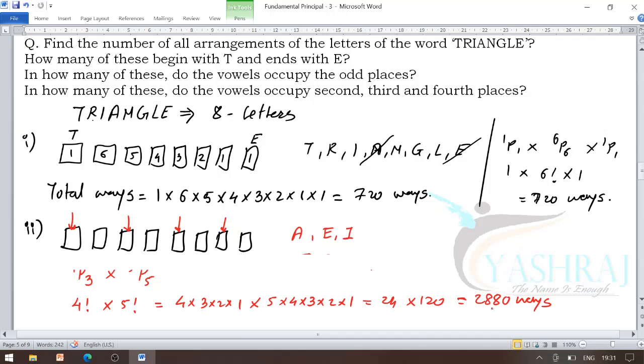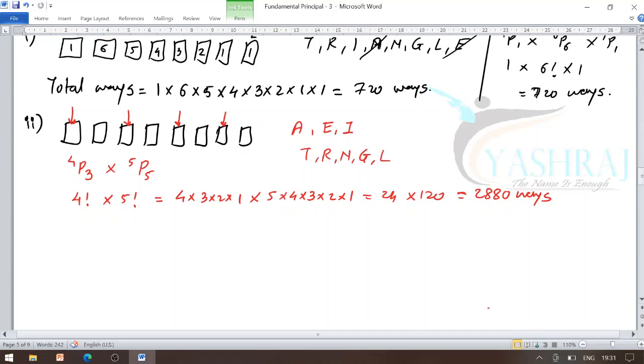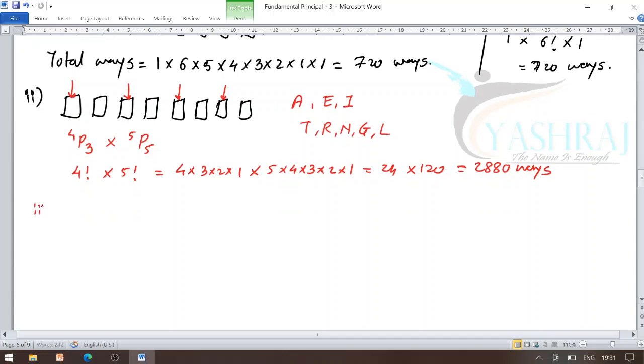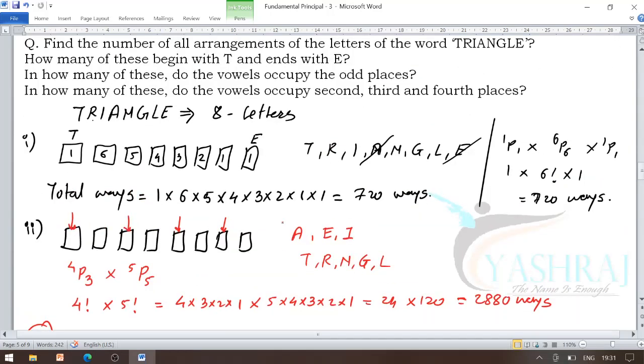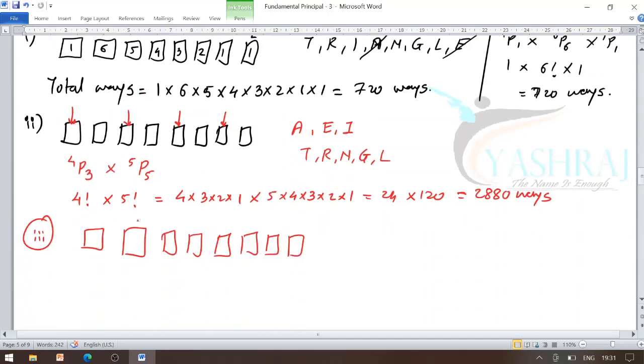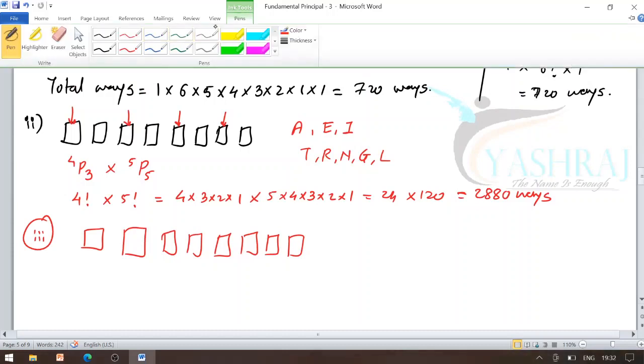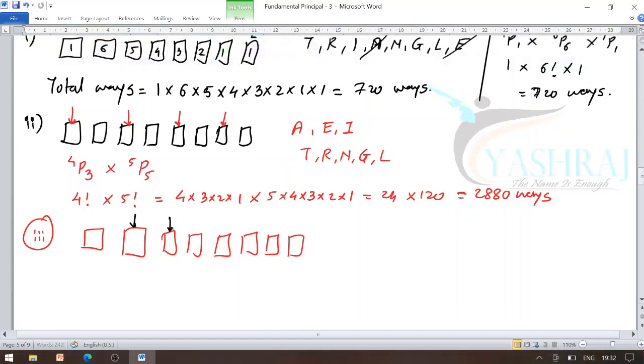Look once now towards the next question. In how many of these do the vowels occupy second, third and fourth places? So we have been given the condition actually: second, third and fourth places, the third sub question. Again we have the 8 boxes: 1, 2, 3, 4, 5, 6, 7 and 8. So among them, second, third and fourth places. I will mark by using the black pen now. Second, third and fourth places must occupy the vowels.